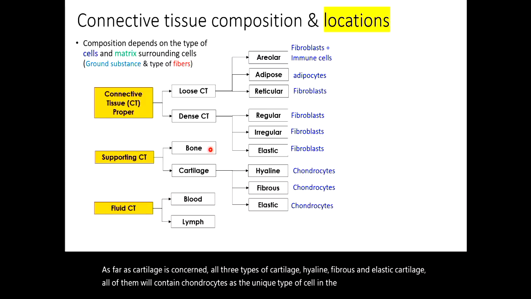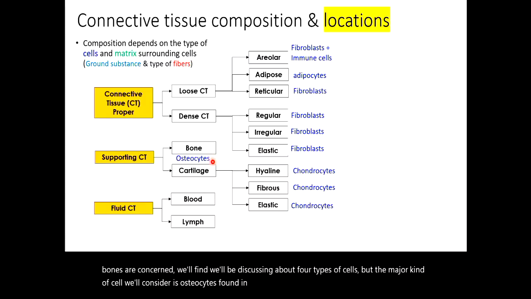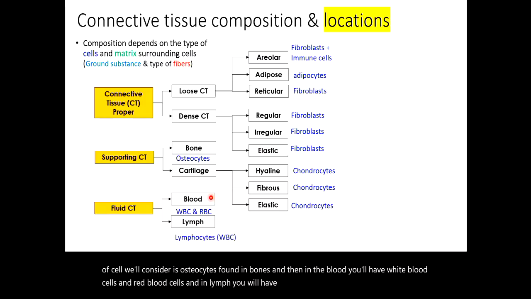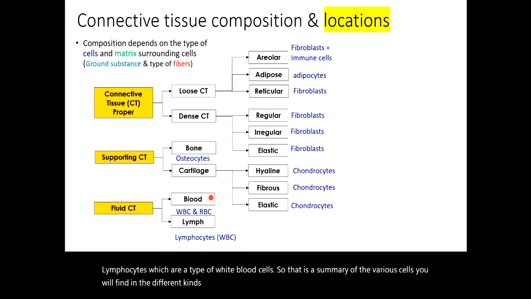And as far as bones are concerned, we'll be discussing 4 types of cells, but the major kind of cell we'll consider is osteocytes found in bones. And then in the blood, you'll have white blood cells and red blood cells. And in lymph, you will have the lymphocytes, which are a type of white blood cells. So that is the summary of the various cells you will find in the different kinds of connective tissue.